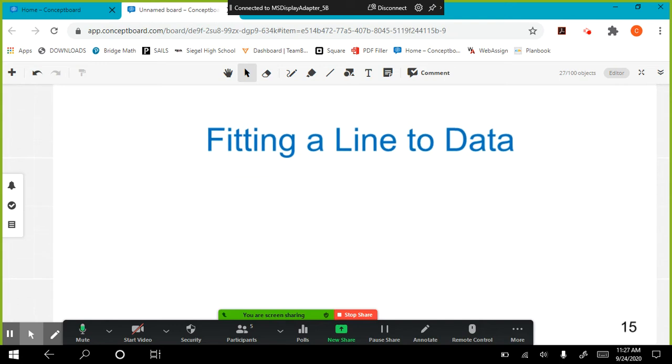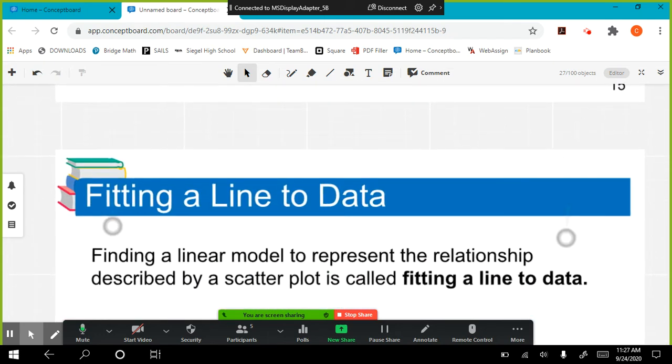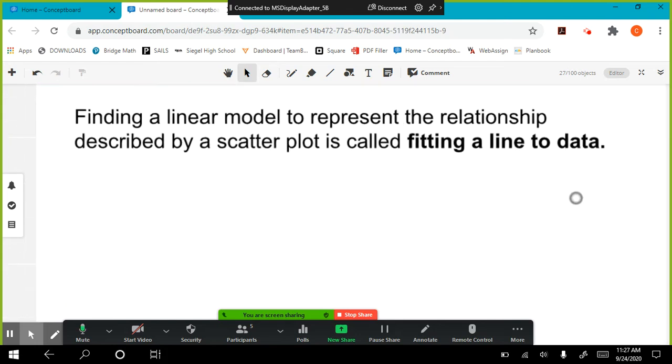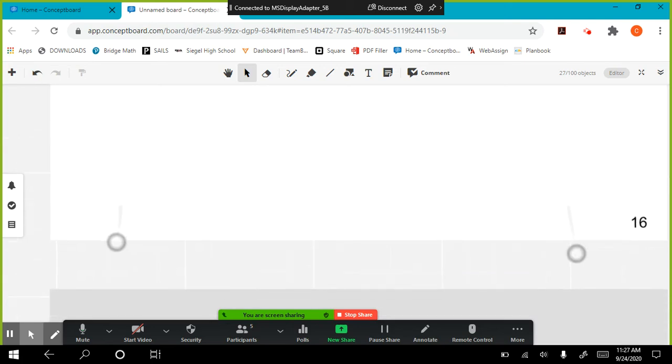All right, fitting a line to data. This is the crux of what we're talking about today, and the most important part is being able to come up with a line. Finding a linear model to represent the relationship described by a scatter plot is called fitting a line to data, or the line of best fit, as I've described it.